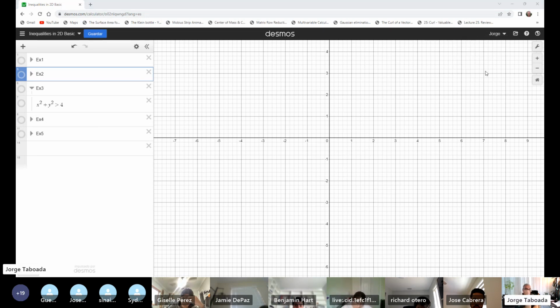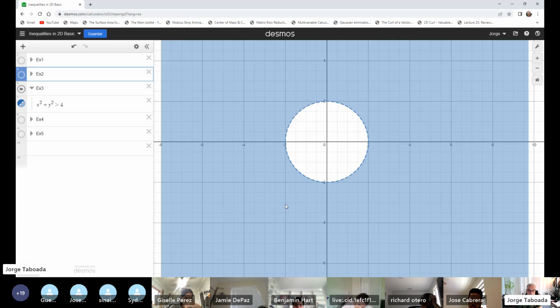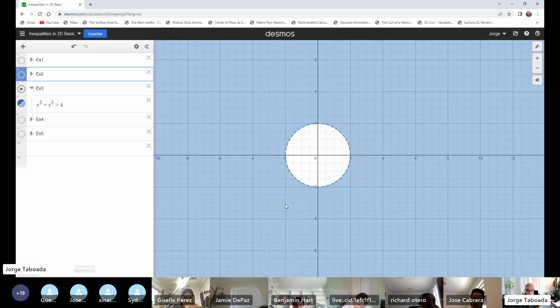Help me. I need help. Dotted, outside. Very well, Giselle. Giselle says it is outside and the boundary doesn't belong to the solution, so it is dotted. Cool. You are the best.